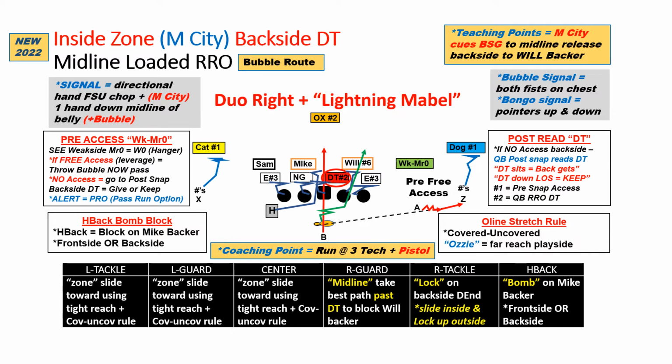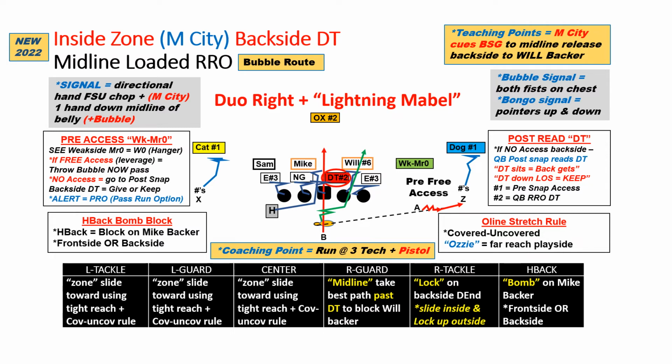Essentially, when we're running out of pistol, which I recommend here for pure midline loaded run option, if he can touch the back, then you're going to pull it. If he can't touch the back, then it's a give all the way.